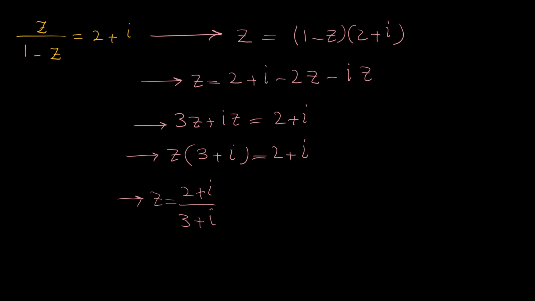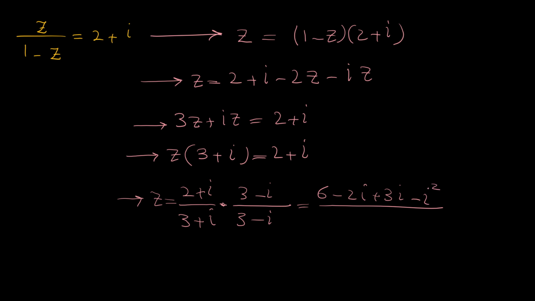Similar to the previous example. When you want to divide two complex numbers, multiply numerator and denominator by the conjugate of denominator. So, to simplify this answer, we multiply numerator and denominator by 3 minus i. For numerator, we have 2 times 3 is 6, 2 times negative i, negative 2i, 3 times i, 3i, and minus i to the 2.